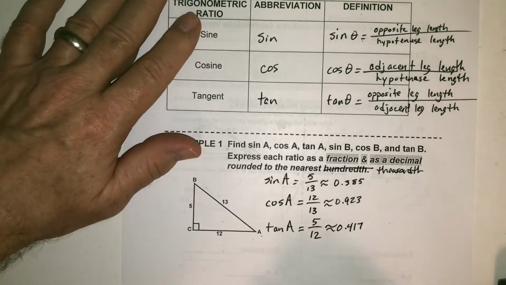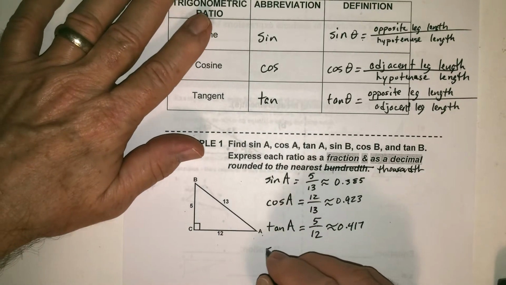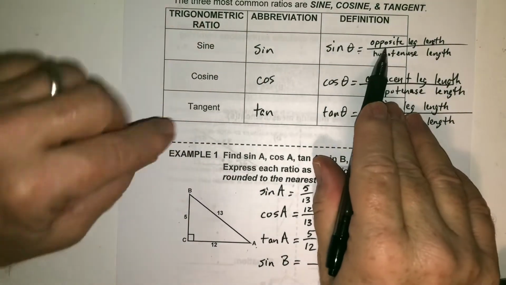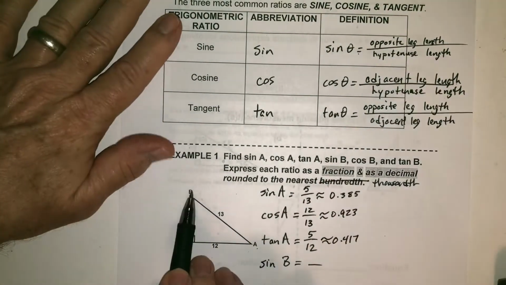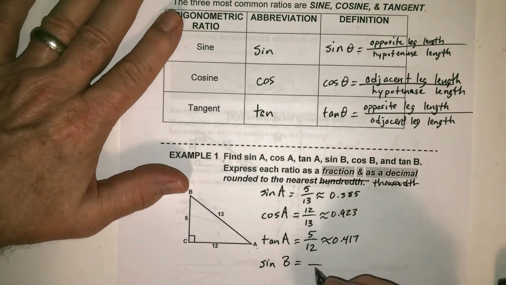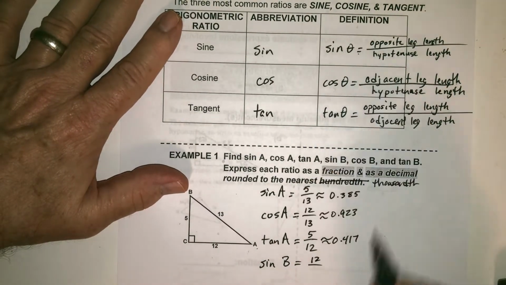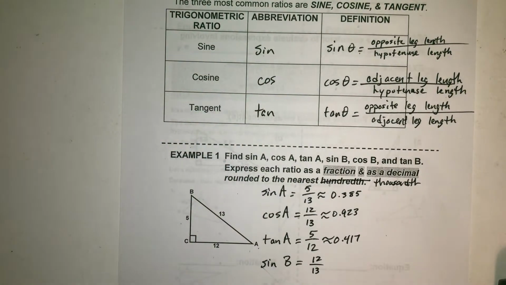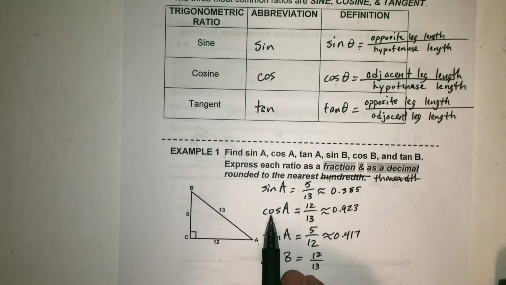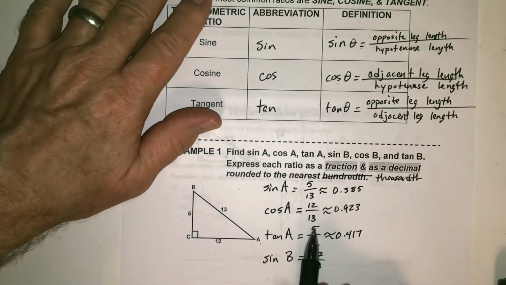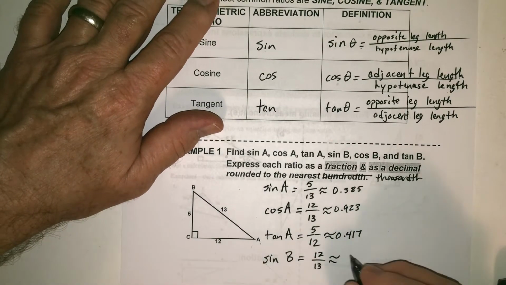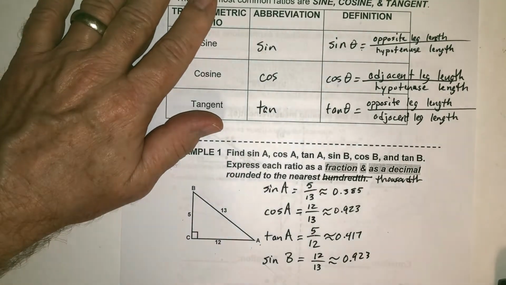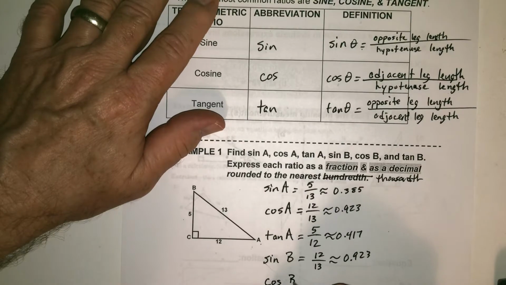Now let's do the same thing for the other acute angle, angle B. Let's find the sine of angle B. Please recall the sine is the opposite leg length. From angle B, the opposite leg length is 12 divided by the hypotenuse length, which is still 13. So 12/13 is the sine of angle B. Notice that's also the cosine of angle A. If you've already put 12/13 in your calculator, there's no need to do that again. It's still 0.923, isn't it? Next, let's find the cosine of angle B.